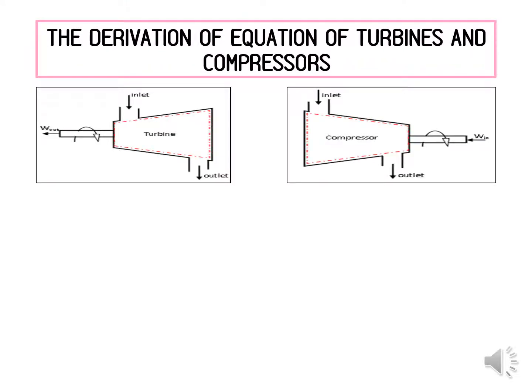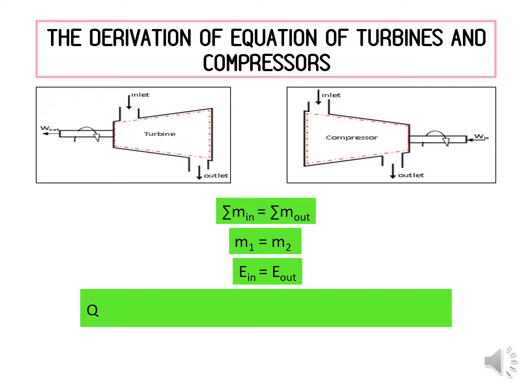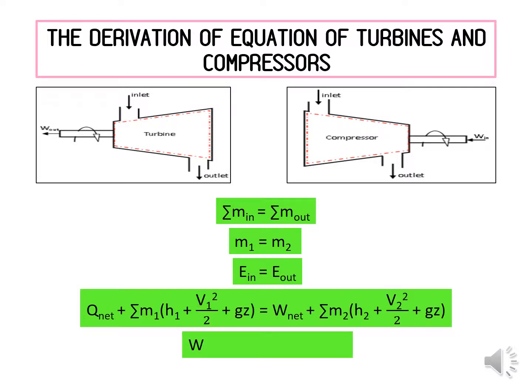The derivation of the equation of turbines and compressors. We apply the conservation of mass, which is summation of m in equals summation of m out. m1 equals m2, and E in equals E out. Q net plus summation of m1 times h1 plus V1 squared over 2 plus gz equals W net plus summation of m2 times h2 plus V2 squared over 2 plus gz. Q in plus m h1 equals Q out plus m h2.